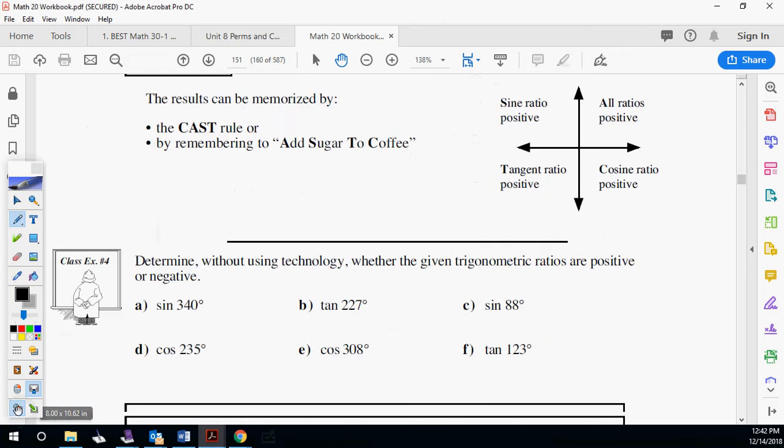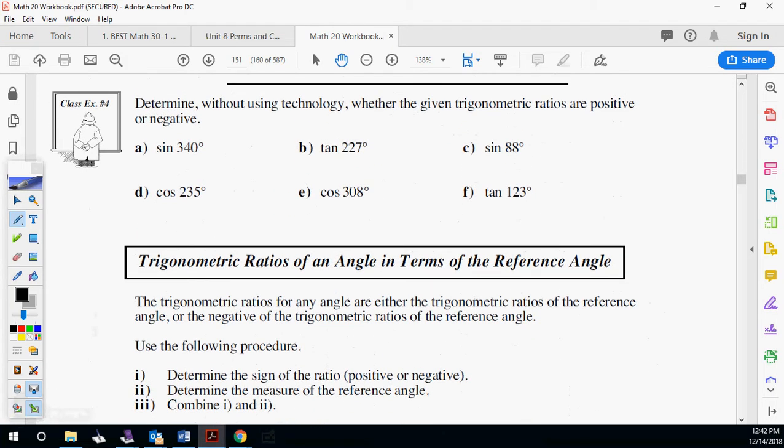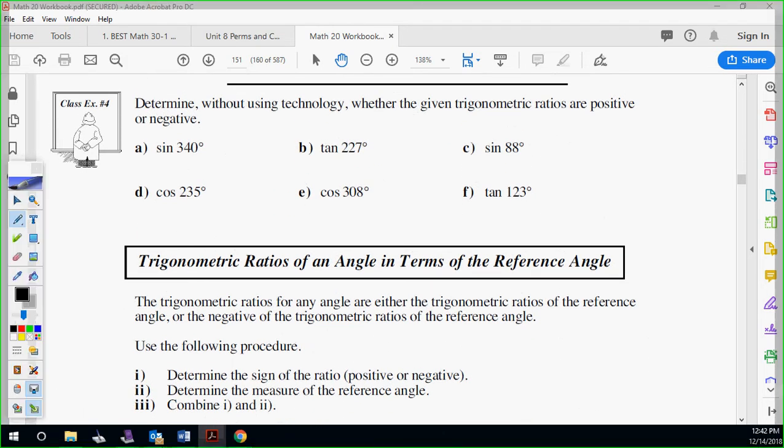Okay. All right, so here we go, guys. Determine without using technology whether the trigonometric ratios are positive or negative. So that's all you got to do. They just want to know negative or positive. That's it. Where is sine of 340 at? Which quadrant? 4. What is sine in quadrant 4? Negative. Done. It's a negative value down there for sine. So this is the thought process if you're a little behind. 340's right here. Not quite there. 340's right here. That's negative for sine.